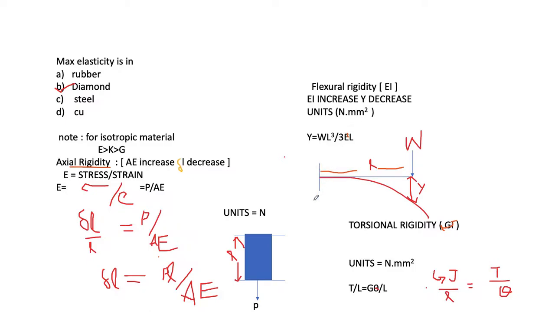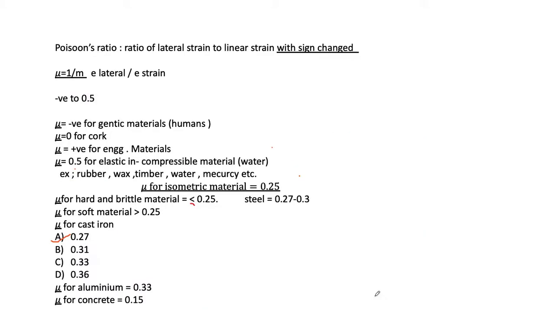I am taking, say, a cantilever and applying a point load at the free end. When applying the load we get the deflection, which decreases if E is increasing. Flexural rigidity increases means the deflection decreases. Torsional rigidity is nothing but GJ. Units are Newton mm square. Here also Newton mm square for the flexural rigidity, and the formula is T by J is equal to G theta by L, or we can write GJ by L is equal to T by theta.